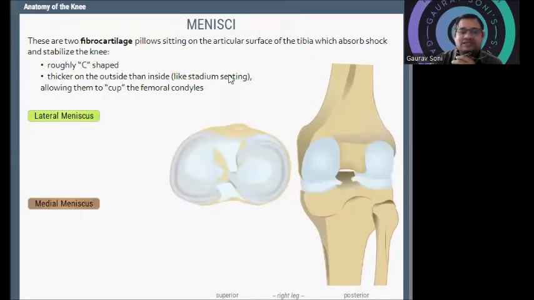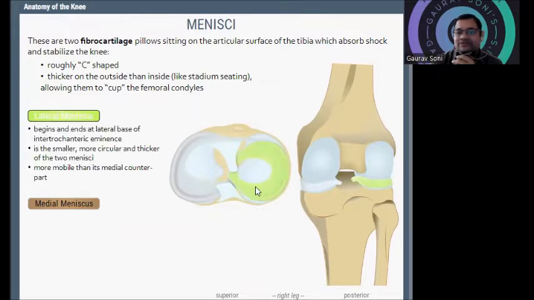Next, a very important structure is the menisci. What are menisci? You can simply understand them as the same as the labrum ring which was present in the shoulder joint. These are two fibrocartilage pillows sitting on the articular surface of the tibia which absorb shock and stabilize the knee. They are roughly C-shaped, thicker on the outer side than the inner side, allowing them to cup the femoral condyles.